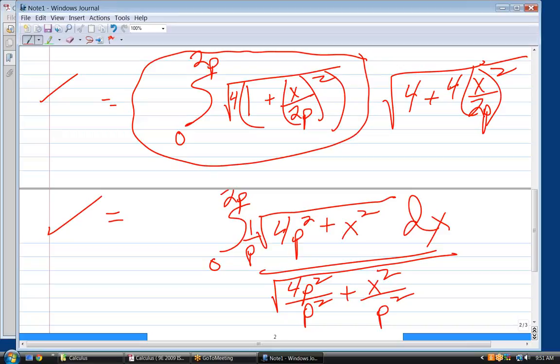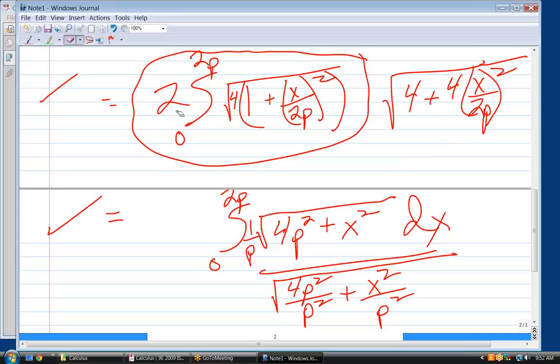Oh, I see. So it does work, because you had 4p squared over p squared, so that ends up being equal to 4, plus whatever we had, x squared over p squared. We can't change it. It has to be the same. This is pretty clever algebra. Usually you take numbers out of this, but in this case, they're putting numbers in.